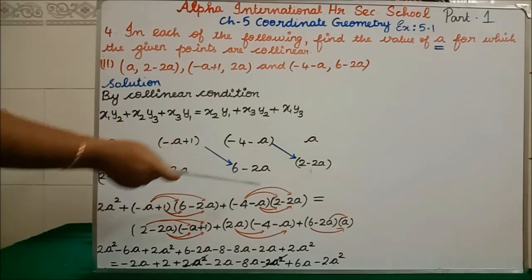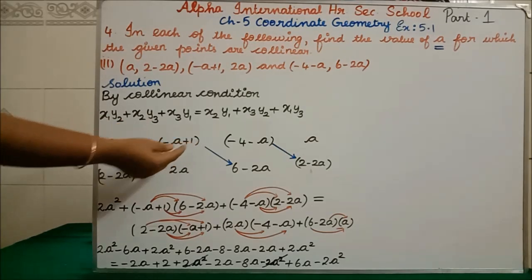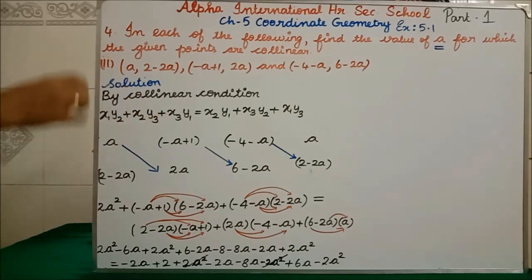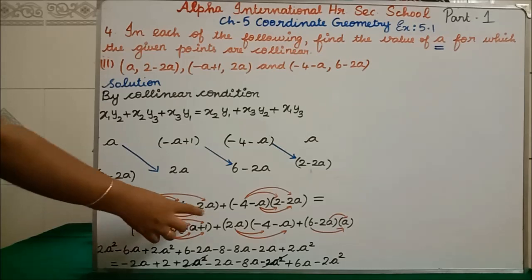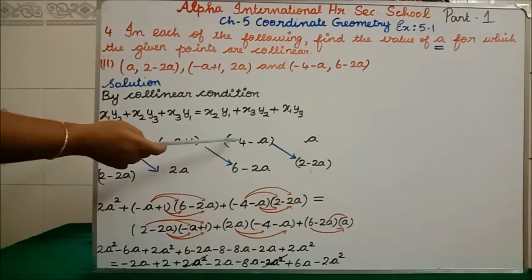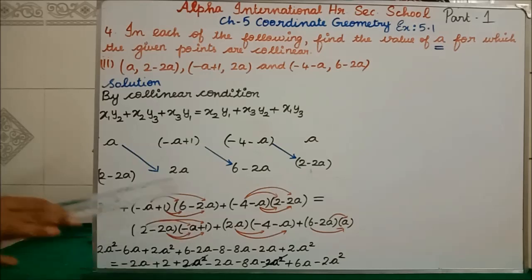Here 6 minus 2a. These are what? Both are binomial. Binomial means two terms we are having. This also binomial, so we cannot directly multiply. First we write both in brackets: minus a plus 1, here 6 minus 2a, in between plus. Next here also two binomials we are having, minus 4 minus a, then into 2 minus 2a. Till now you write in the bracket. The next step I will tell you how to solve.